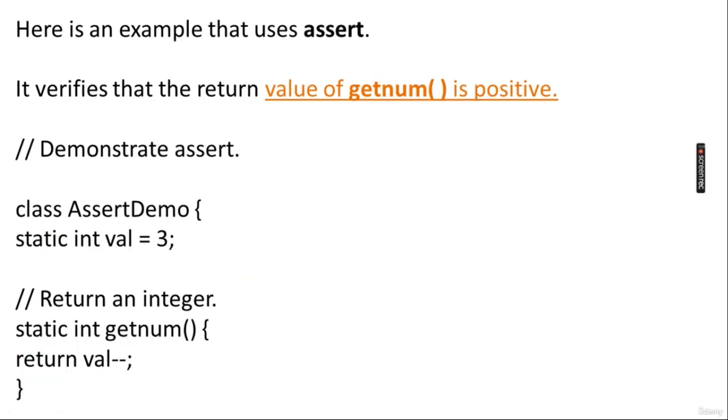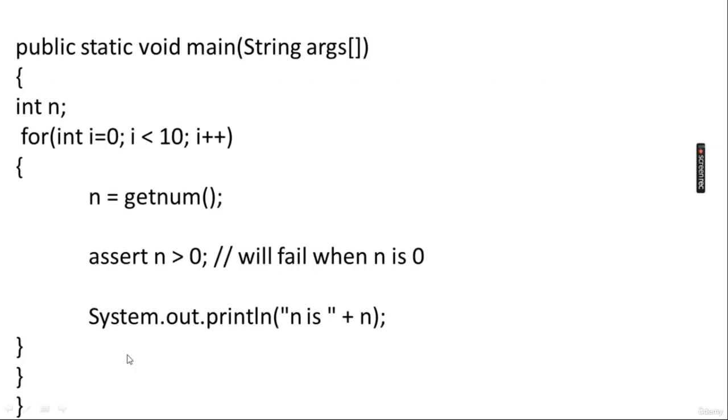So the return value of getNum is positive. The program is written over here. Demonstrate assert. The integer value is 3. Now return an integer, static integer getNum. Why static? I don't want a data object of this class. Integer getNum returns the value decremented. First time 3 will be decremented by 1, 2 will be returned, then 1 will be returned, and then 0 will be returned, and so on.